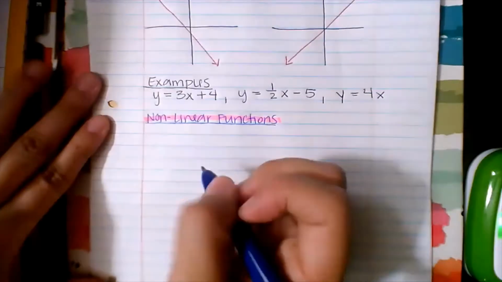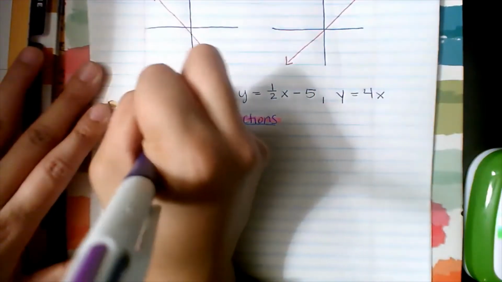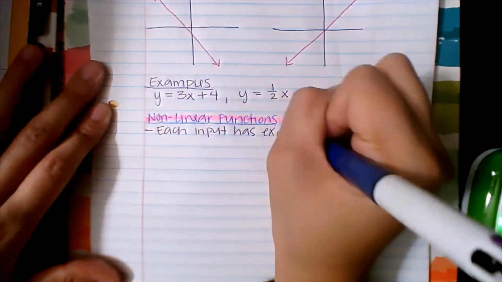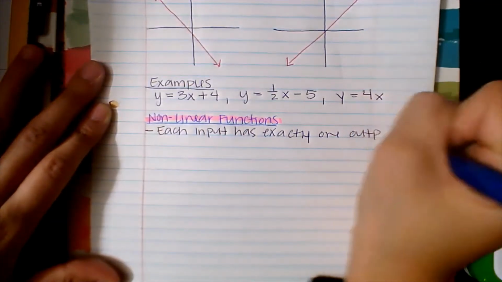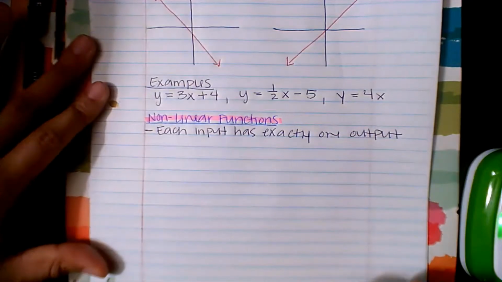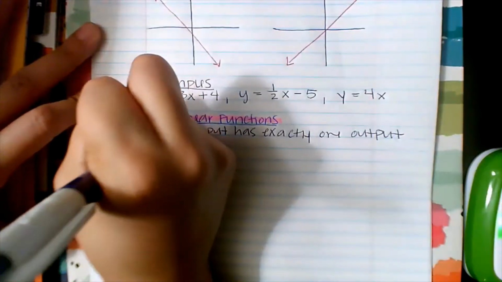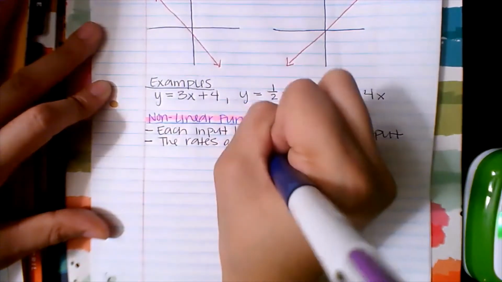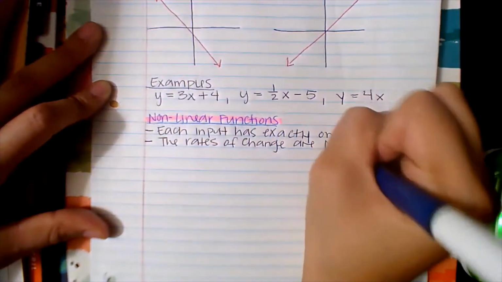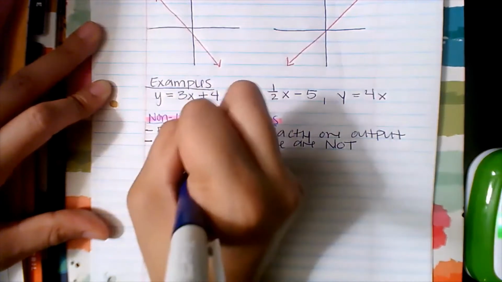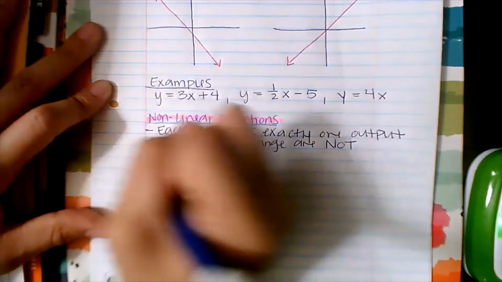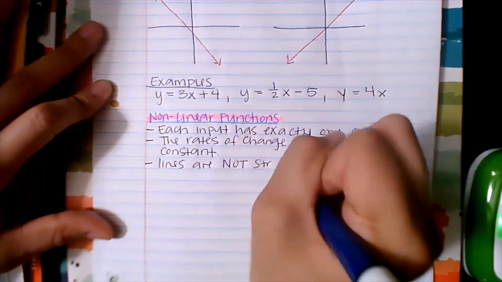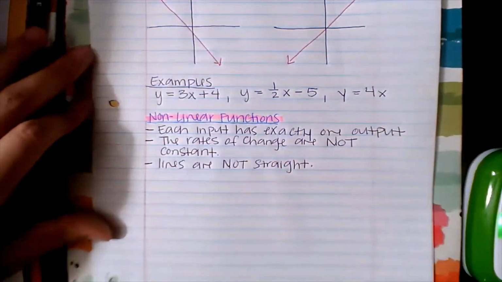Now with nonlinear functions, each input has exactly one output. So that doesn't change because again, it is still a function. So we're still going to have each input having exactly one output. Something that's different, the rates of change are not constant. And again, something that's also opposite, the lines are not straight. So they won't be a line.